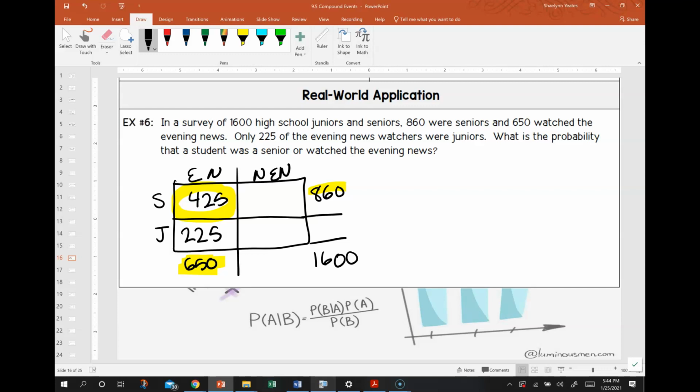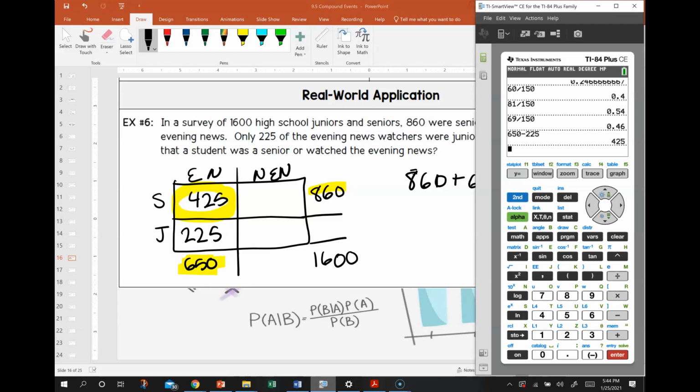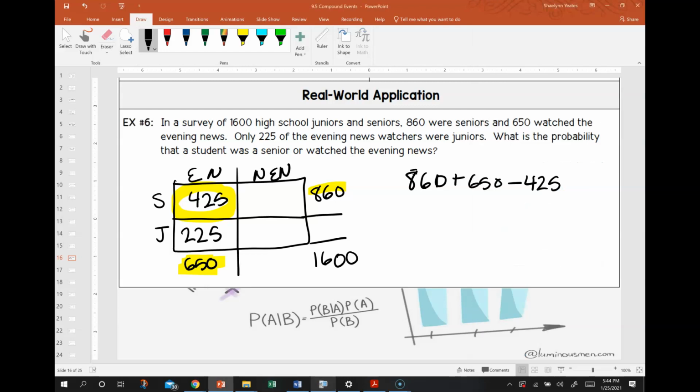From here, I can add my 860 plus 650, and subtract the 425 where they overlap. 860 plus 650 minus 425, and I get a total of 1,085 out of the total 1,600 students either watch the evening news or are a senior.